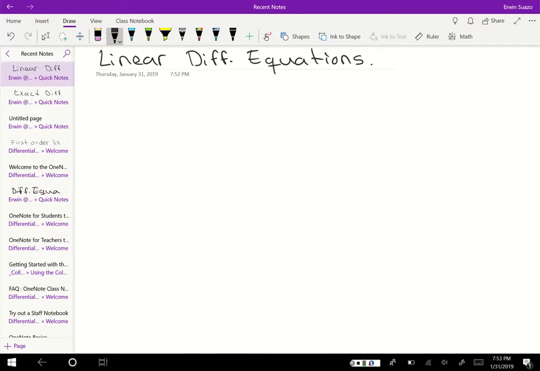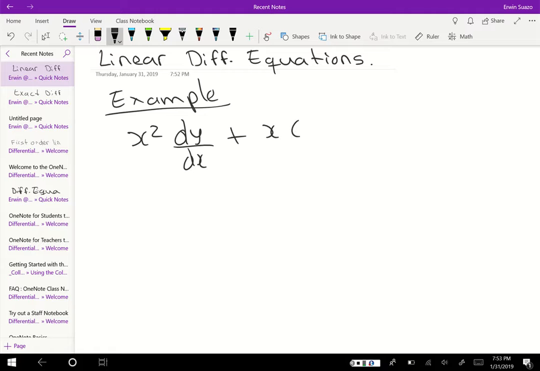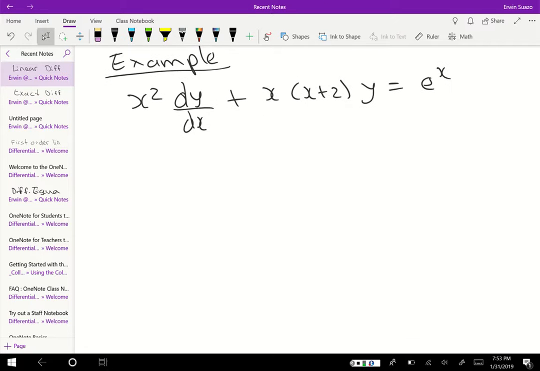Okay, so for linear differential equation, we're gonna solve this example. This is x squared dy/dx plus x times (x plus 2) y equals e to the x. So the first step for solving a linear differential equation, of course, is to verify that this is linear. You can tell that this is linear because it has y prime, y, and f of x. This one is e to the x.